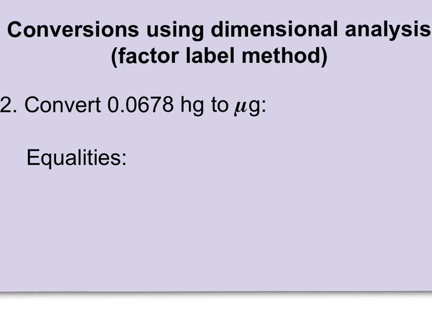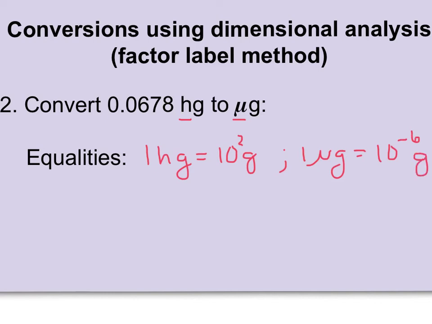Here's a problem that's a little bit more involved because it's got 2 prefixes in it. That just means we're going to write down 2 equalities. So the first equality is, we know that 1 hectogram is equivalent to 10 squared or 100 grams. We also know that a microgram is equivalent to 10 to the negative 6 grams. I am just looking off that chart that's in your notes there, or on the back of your periodic table. Now I'm going to start the problem. So I start with what's given, and I'm going to write that down here.